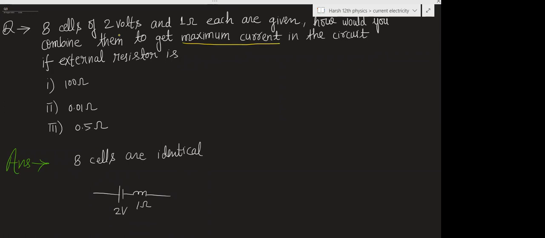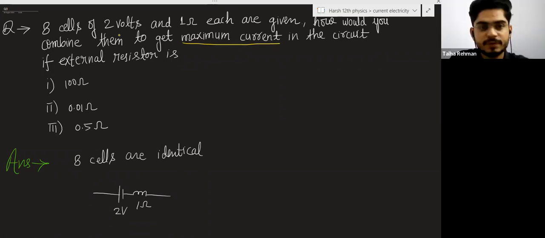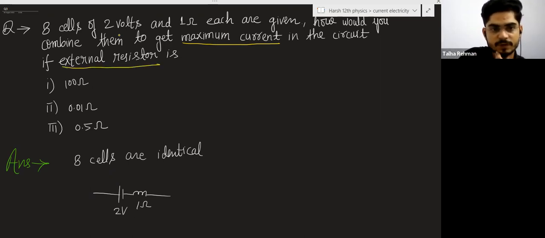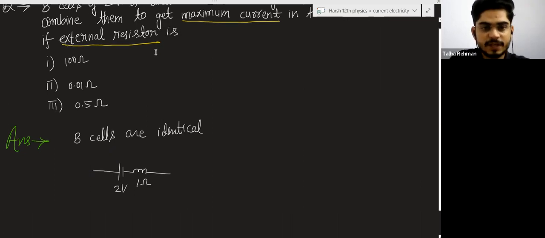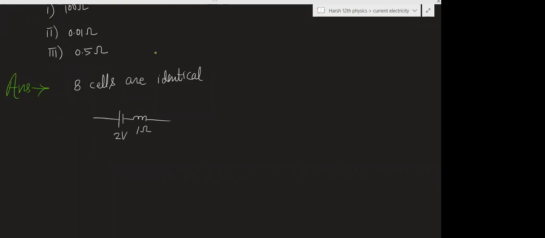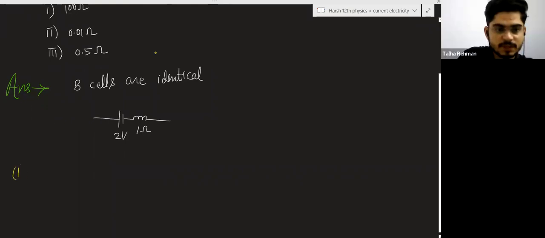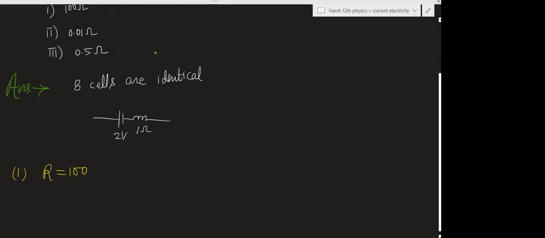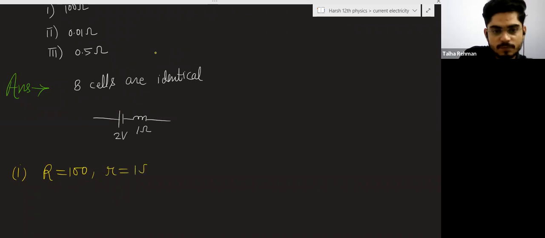In the circuit, the external resistance is 100 ohm, and this is also very important. So they are saying the external resistance is 100 ohm, so R is equal to 100 ohm. And what is small r? Small r is 1 ohm.